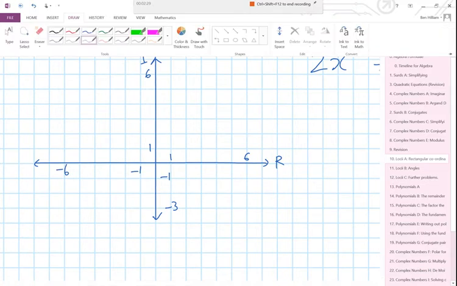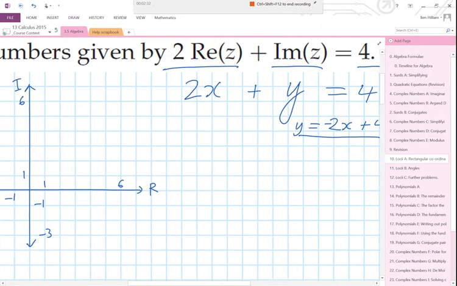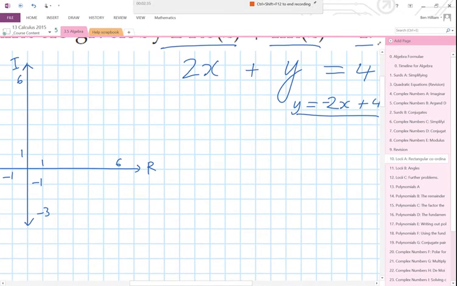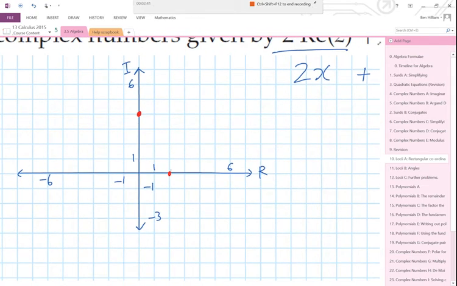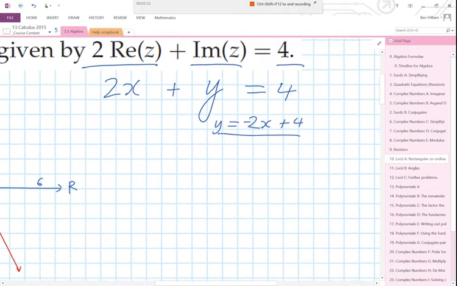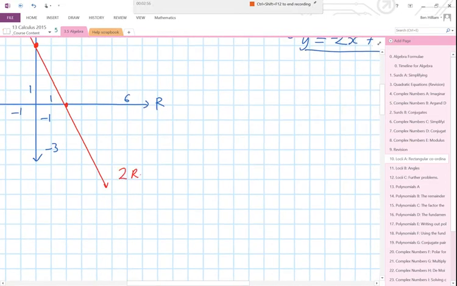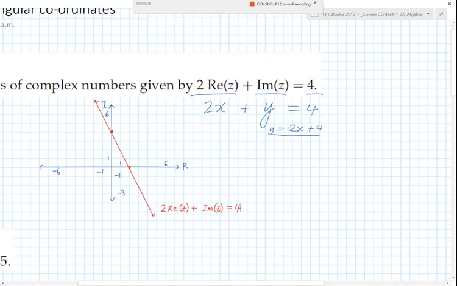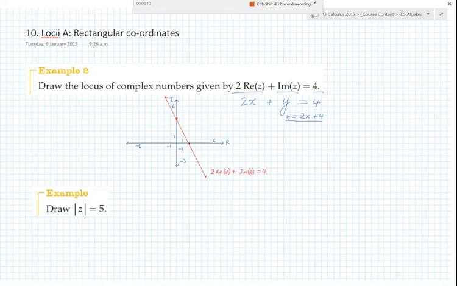Okay, and for this one, its y-intercept is positive 4, and its gradient is negative 2. And so if we join that line up, that represents the points fulfilling that property. So we'll just label that accordingly. That's equivalent to two real parts plus one imaginary part being equal to 4. Okay, so when we're talking about locus, we're often thinking in terms of graphs, I suppose.